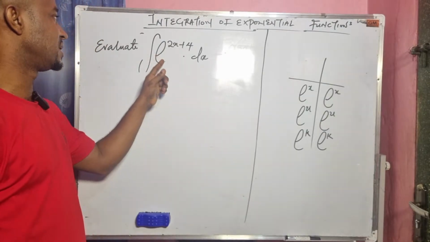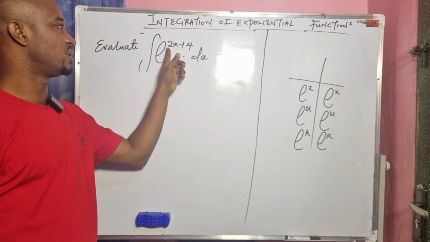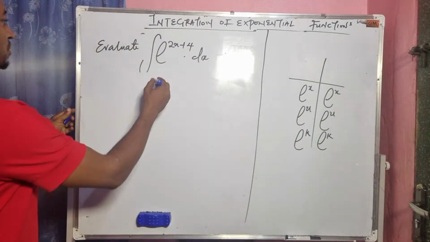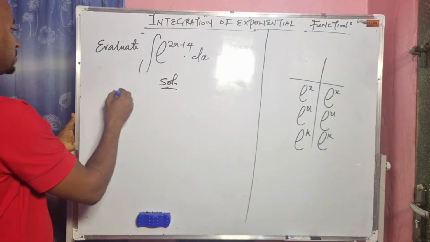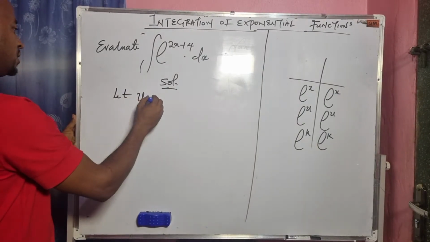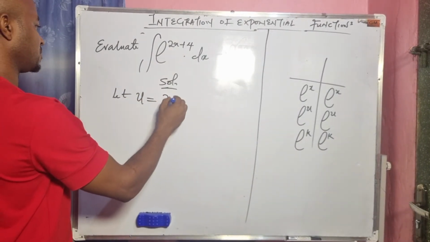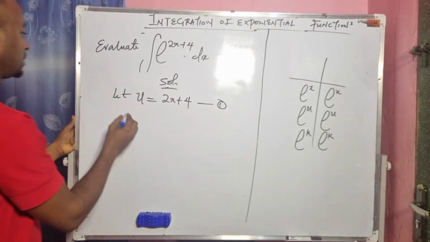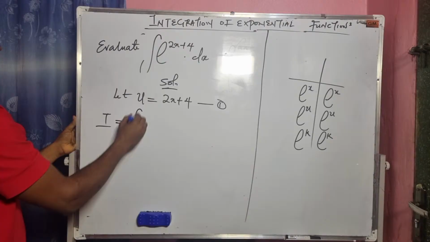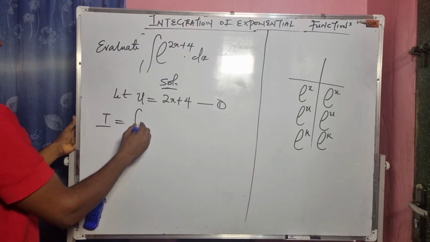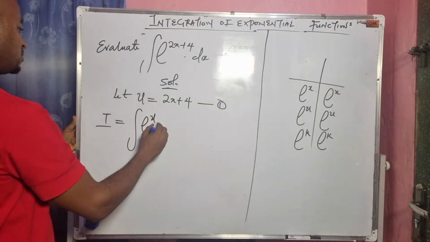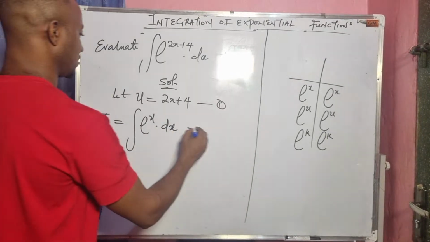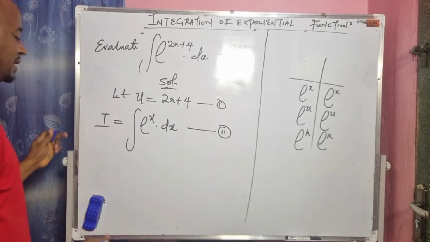So what we do is that I have to look for a means to express the whole of this to be in this form. So I can say let u equal 2x plus 4. Let's call this equation 1. So my integral becomes integral of exponential u dx. Let's call this equation 2. All right, so what do we do here?